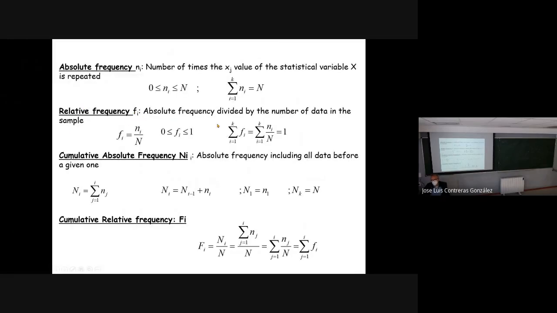Relative frequency is the absolute frequency divided by the total number of data. So it's like the percentage, but related to 1. It could also be expressed as a percentage. The cumulative absolute frequency is the absolute frequency, but includes also all data which are equal or smaller than a given one. We'll see this in an example. So it's the sum of all frequencies that correspond to values that are equal or smaller than the one we are studying. And the cumulative relative frequency is the same thing, but for the relative frequency.